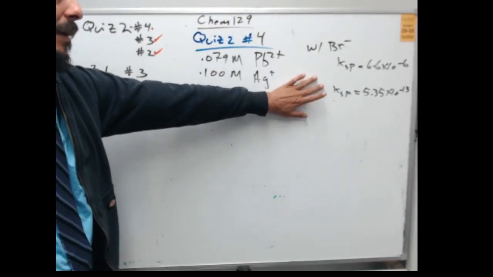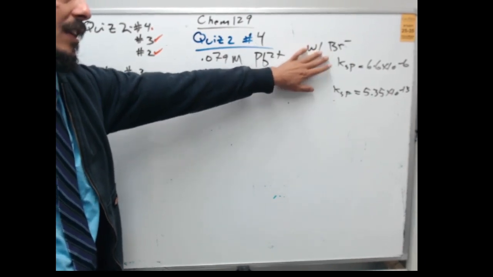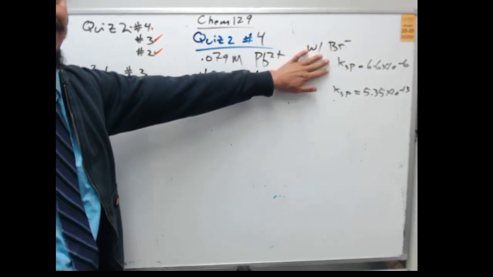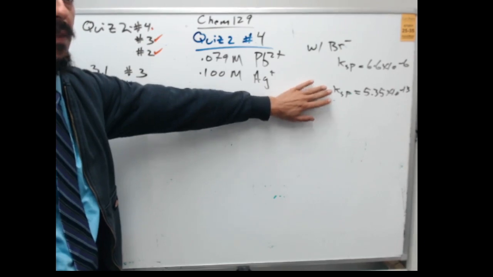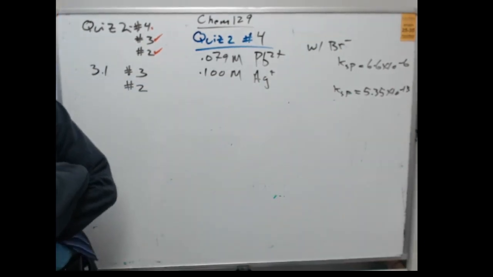This is the lower Ksp. I'm going to take the square root of this Ksp, so it's going to be on the order of 10^-6. I'm going to take the cube root of this Ksp, so it's going to be on the order of 10^-2. So I know this one is going to be the one that precipitates first. Why did I do that weird square root, cube root thing?